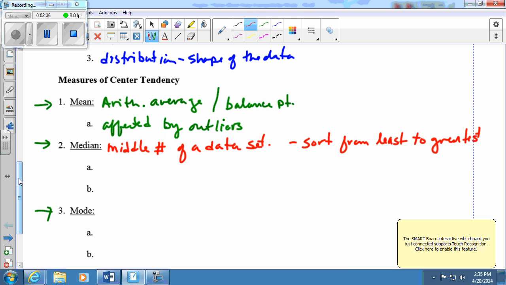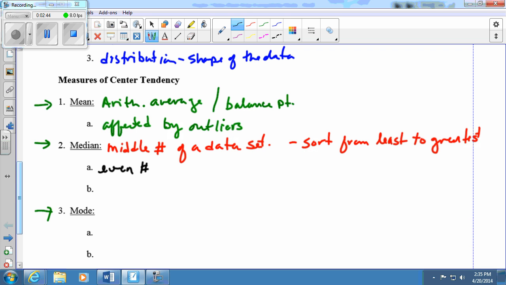Now, what happens if there's an even number of data values? So what happens if there's an even number, such as 1, 2, 3, 4? There are 4 data values. The middle, notice it's already sorted, would be right here. And so what is the median, the 2 or the 3? Well, it's actually 2.5. So we take the arithmetic average of these 2 to find the middle.